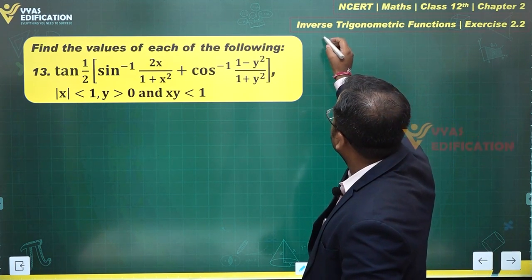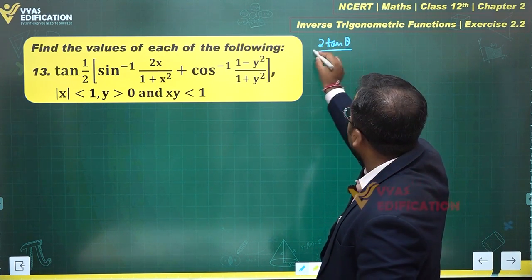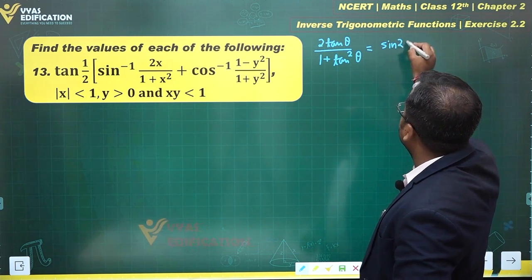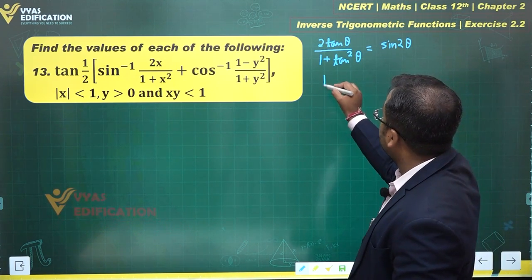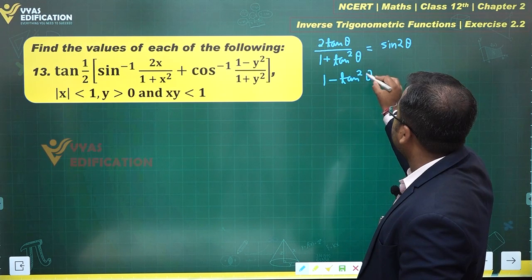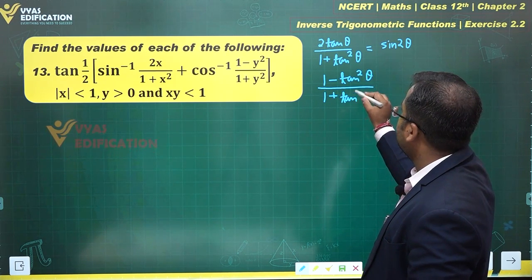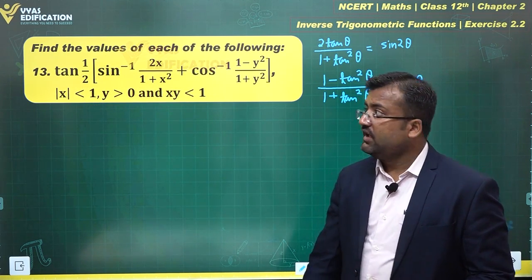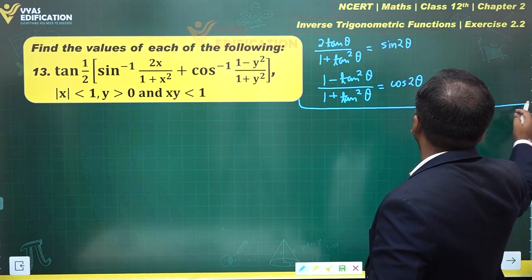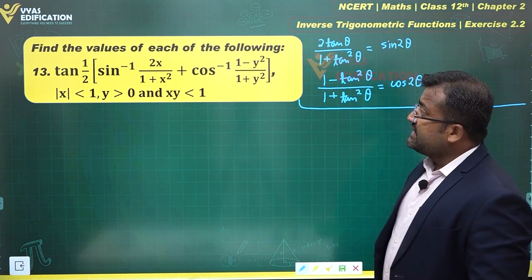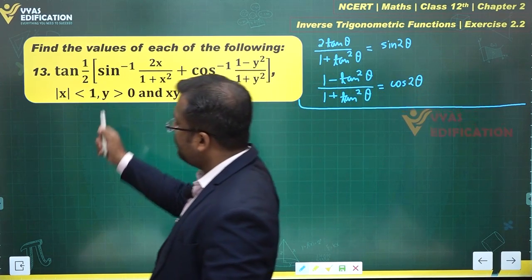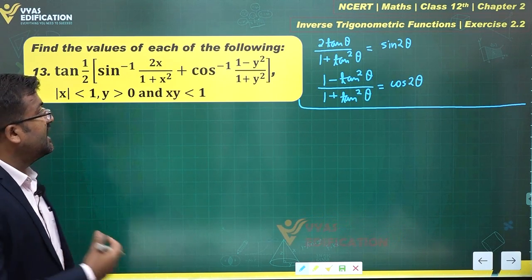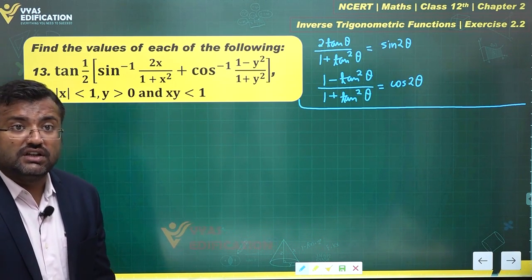So the formulae that I'll require for simplifying this expression and finding the value are 2 tan theta over 1 plus tan square theta is equal to sin 2 theta. Not only that, I have another formula: 1 minus tan square theta over 1 plus tan square theta is equal to cos 2 theta. These are two formulae that will be useful for solving this question. Is there anything else? Yes, I am given y greater than 0, mod x less than 1, and I am also given that the product of xy is less than 1. Let's keep that in mind and try to solve this question further.